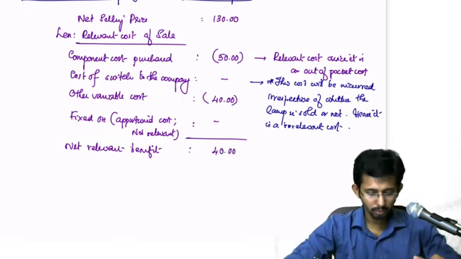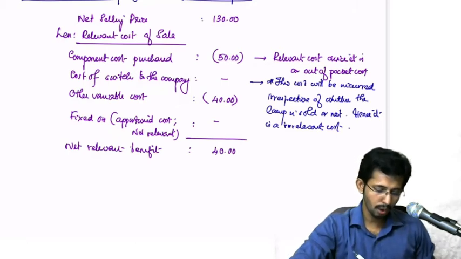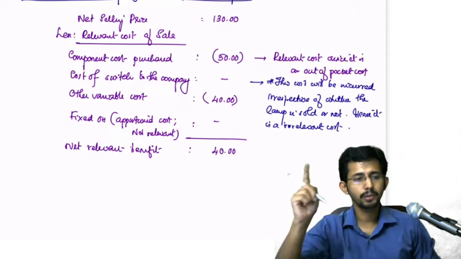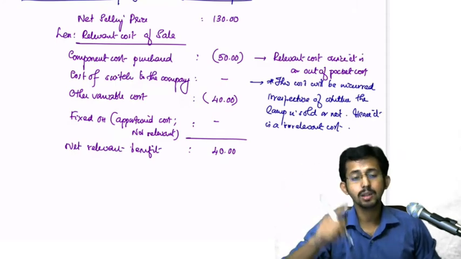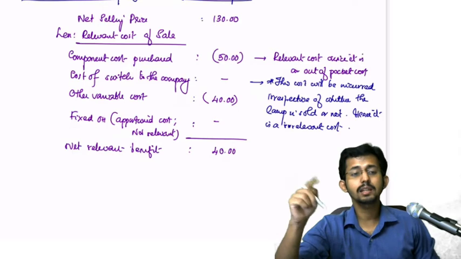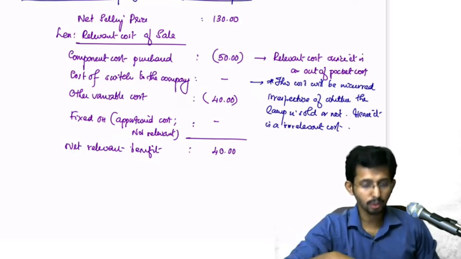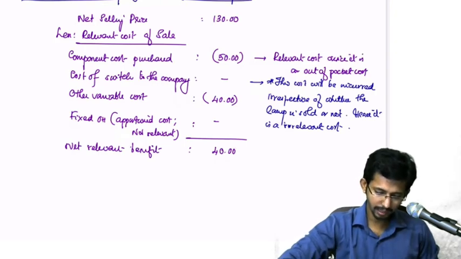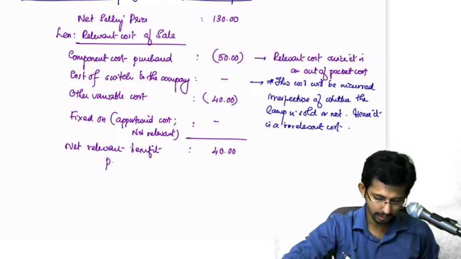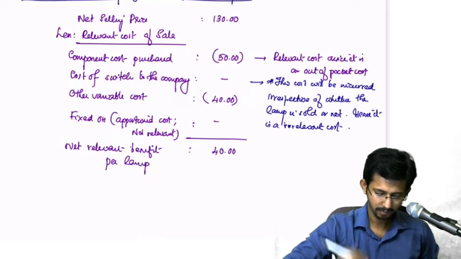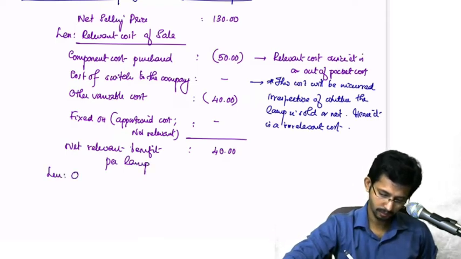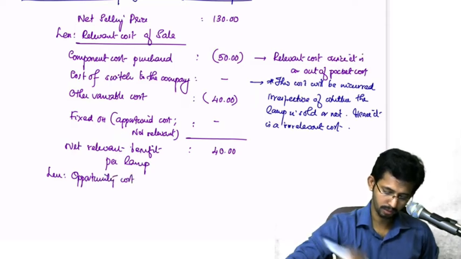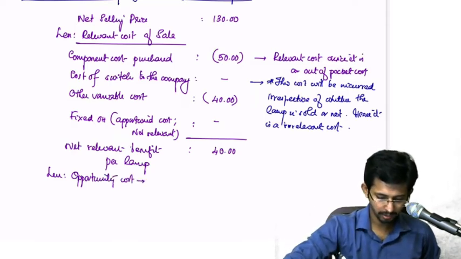Now, if the company wants to sell this lamp, they will have to curtail the existing sales of electric switches. So there is a contribution loss that has to be set off here. So you have to see here net relevant benefit per lamp. Okay, now less opportunity cost. What is opportunity cost?